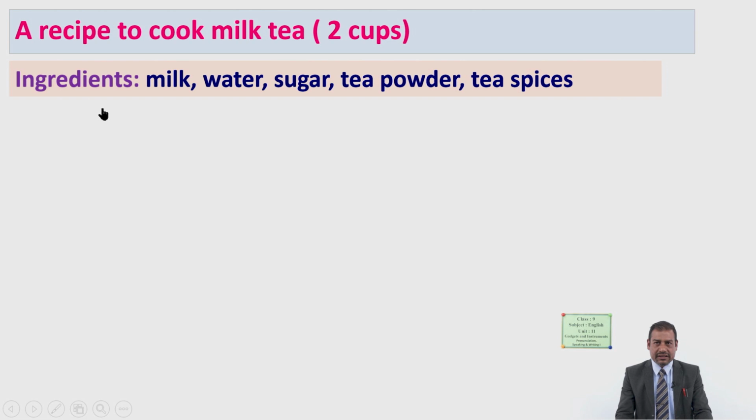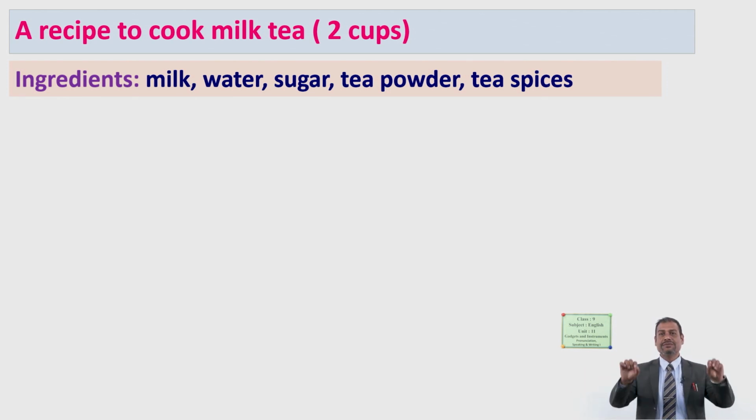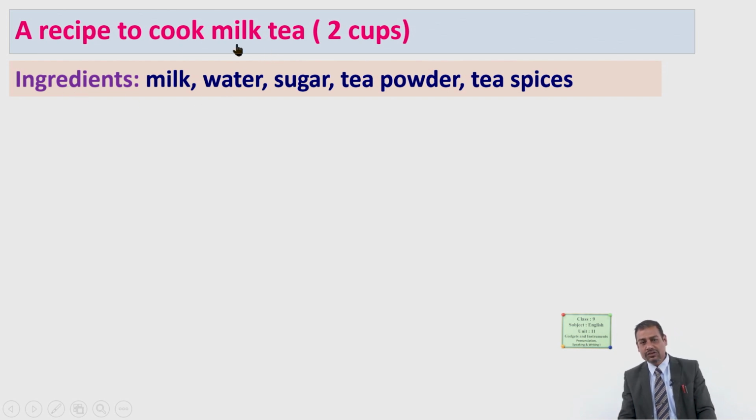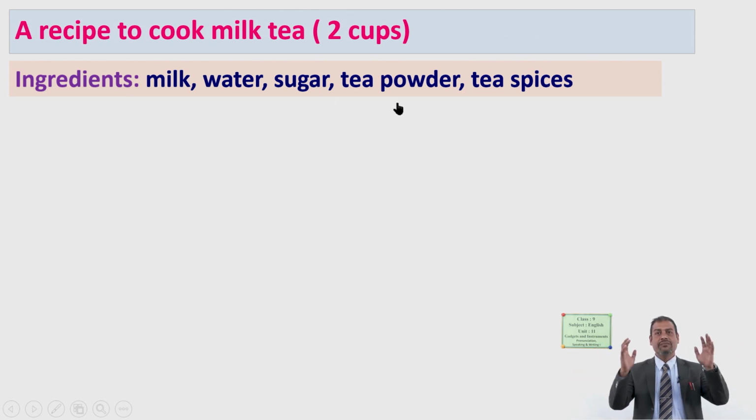Ingredients. Do you know the meaning of ingredients? Good job. Things that are necessary for us to make some things. Some things means particular food item. So to cook milk tea, we need milk, water, sugar, tea powder, tea spices. These are the ingredients. So these things are used to cook milk tea.